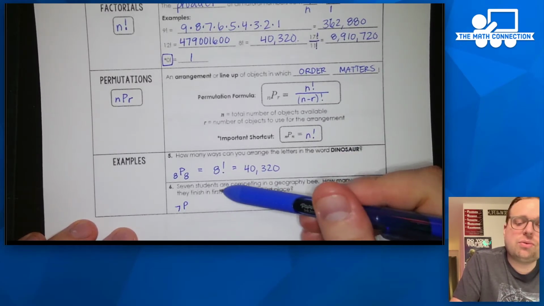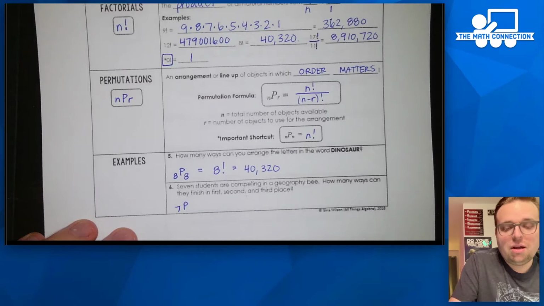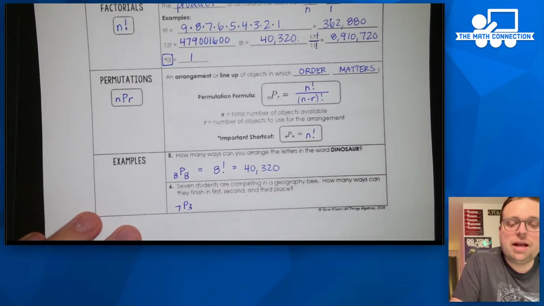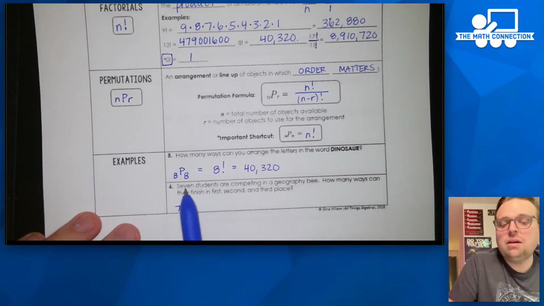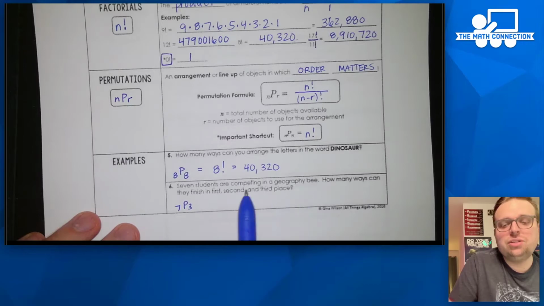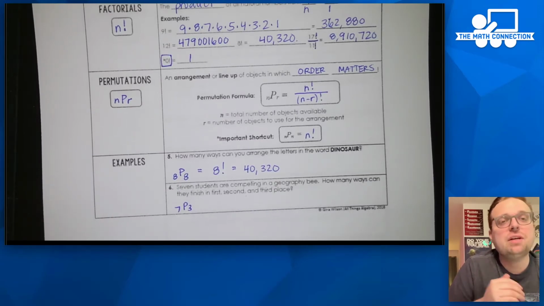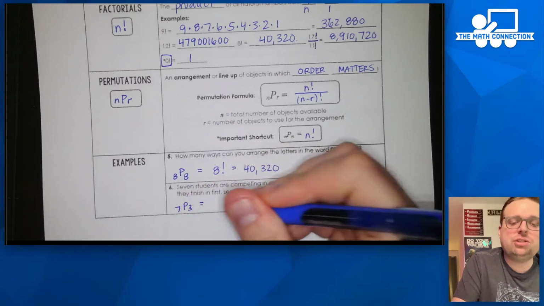Now, there's only 3 slots that I care about, and so I'm going to put a 3 here as the number of objects to use for the arrangement. They didn't ask me what the places would be of all 7 students. They just wanted to know how many ways they can finish first, second, and third, or how many different combinations of those 7 students will be in the first, second, and third slots. So it's 7 permutation 3.